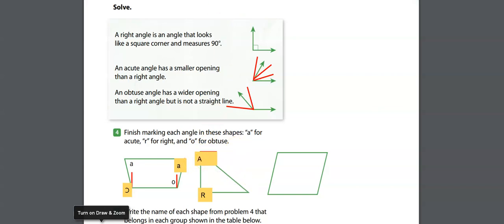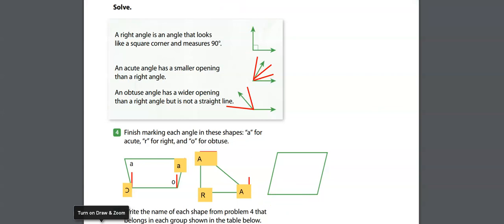And we're going to do the same thing for our last angle. I'm going to draw a line as if it were to be a 90 degree. Now this is what 90 degrees looks like. But my angle is, again, much less than 90 degrees. So that means it is acute. So we're going to write A for acute in this corner. Let's move on to our last shape.